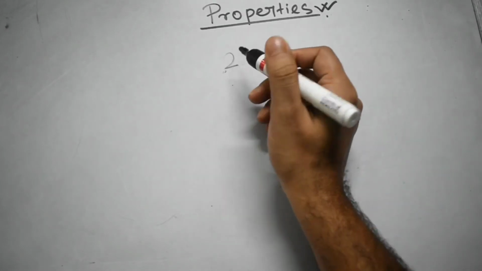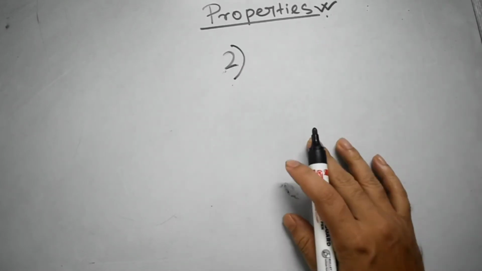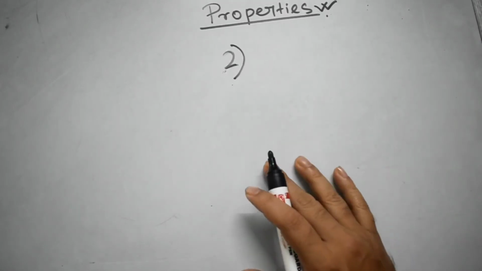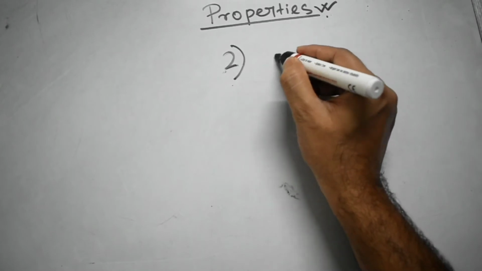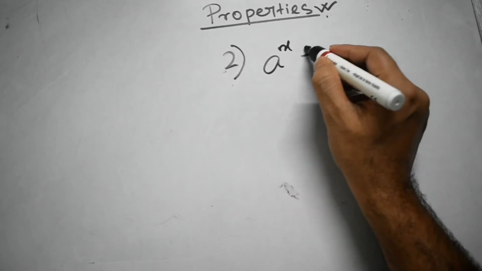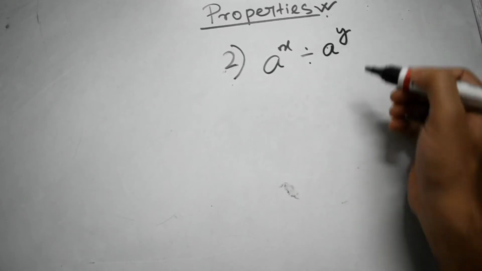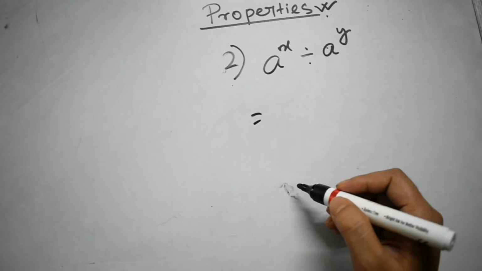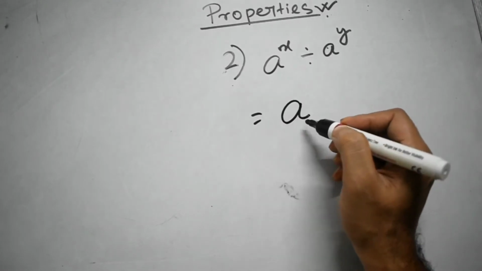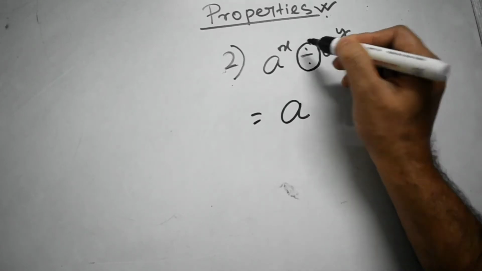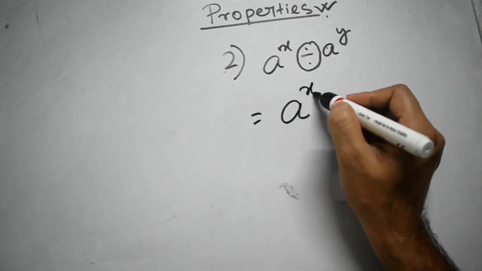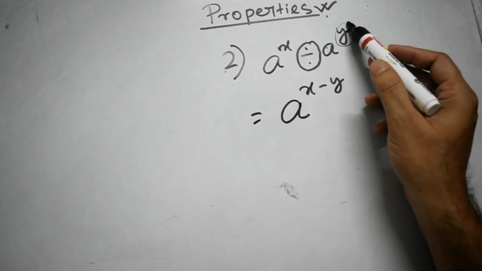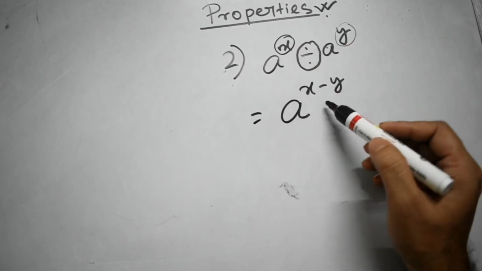Our second property is similar to the previous one, but we're going to change the multiplication sign into a division sign. Suppose we have a to the power x divided by a to the power y. Now see guys, the base is equal, and when the base is equal we write a, and as we have a division sign it will become minus. This power will be subtracted from this power, that is x minus y.